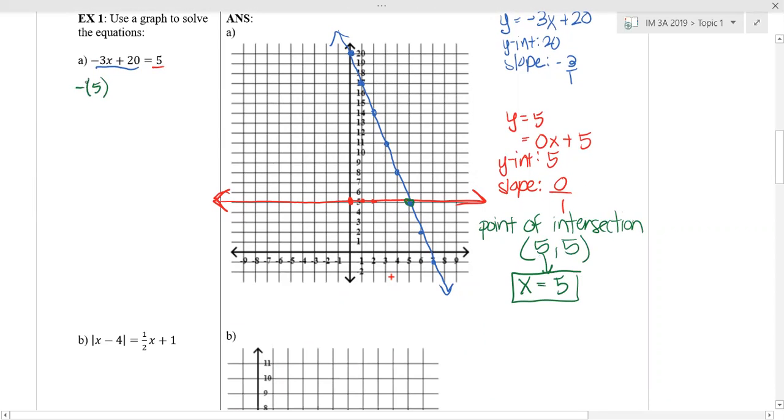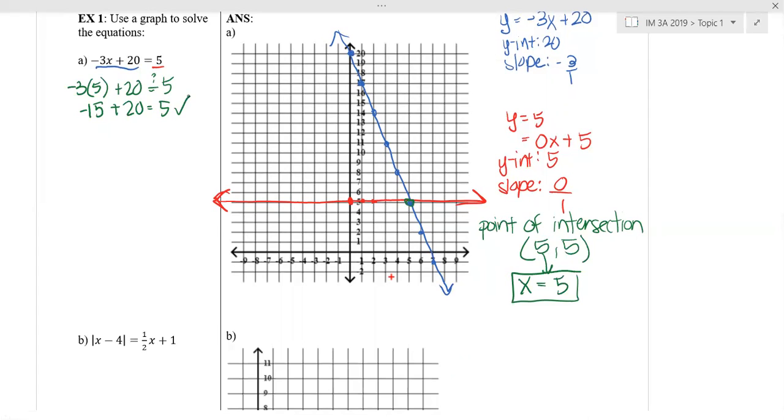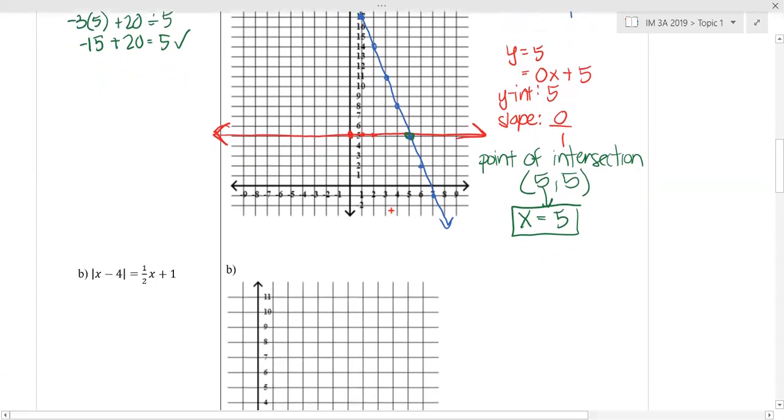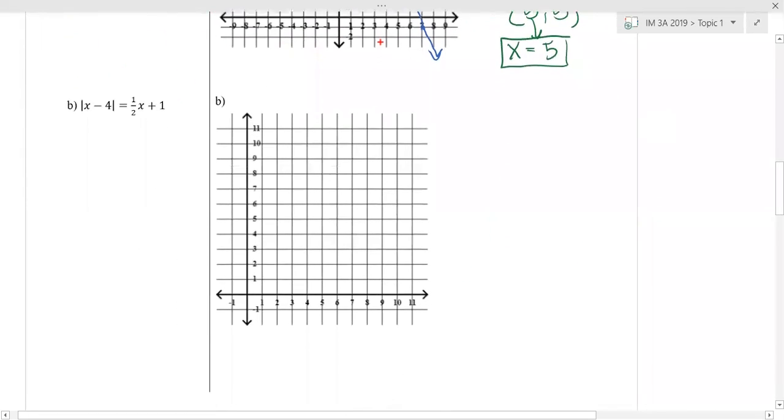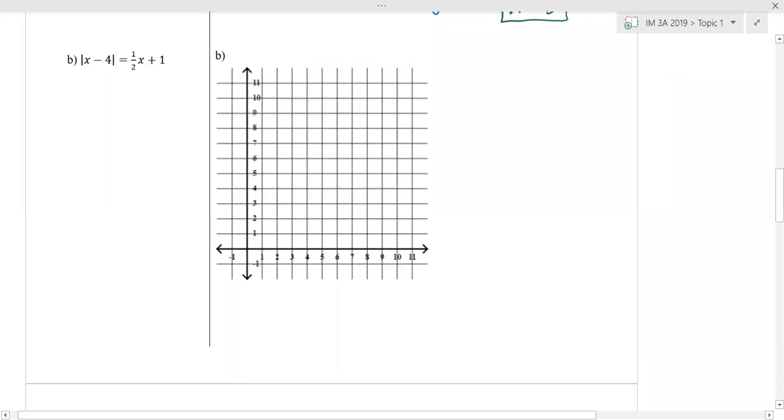So if we do negative 3 times 5 plus 20, we're checking to see if that is equal to 5. Negative 3 times 5 is negative 15. Negative 15 plus 20 is 5. And so we know that that solution is true. Really, we could have started with that original equation and easily solved to get that value 5. But some equations are not as easy as that. And so if we look at example 1b, we have an absolute value equal to something that's linear.